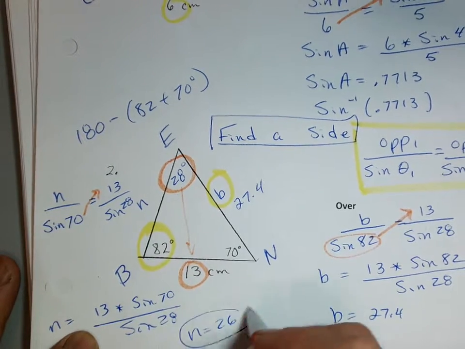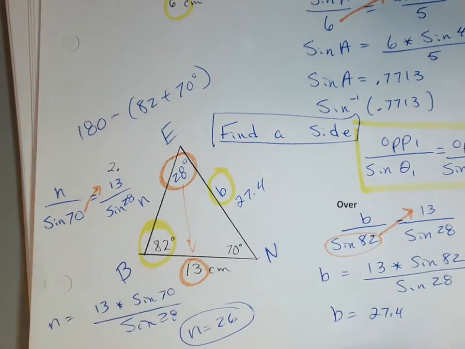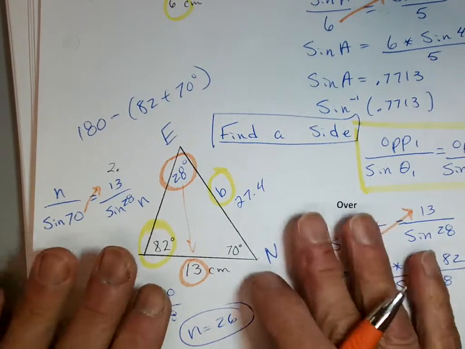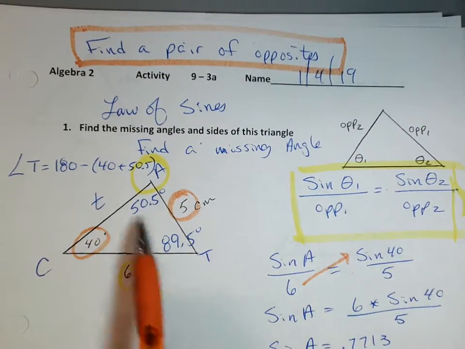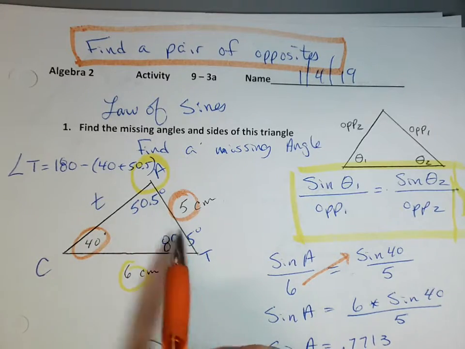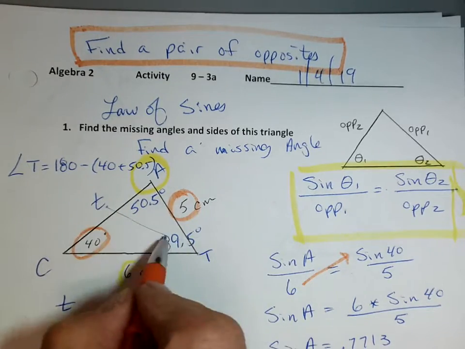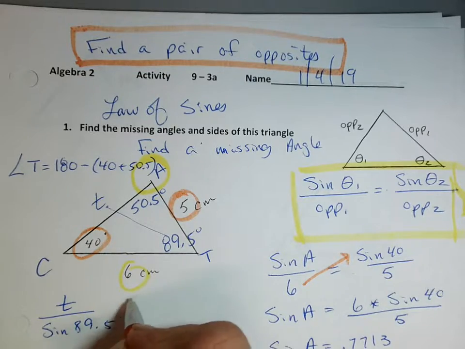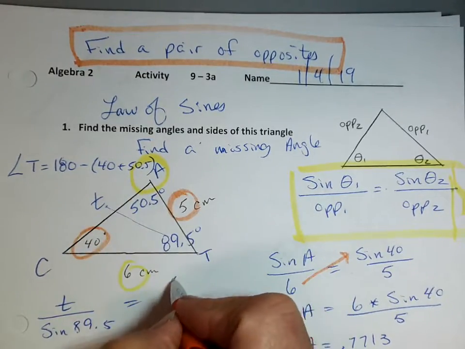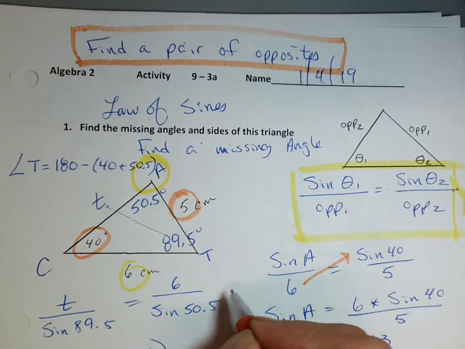Now we can go back up and finish problem number 1. If I want to find little t, I've got a pair of opposites. So we go little t over its opposite, the sine of 89.5, equals 6 over the sine of 50.5.